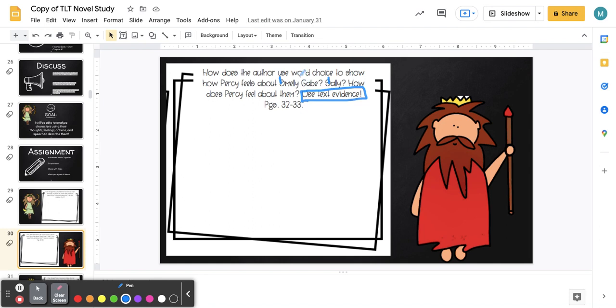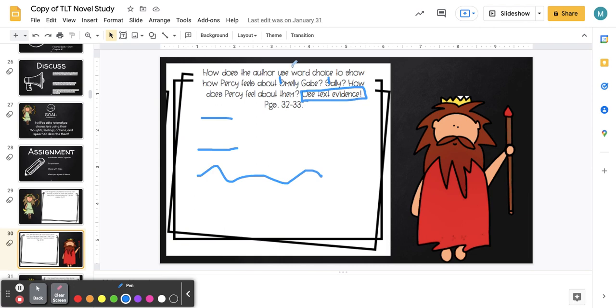So think about the word choice. What kinds of words does Percy use when he describes Smelly Gabe? What does that tell us about how Percy feels? So think about you're going to use Percy's thoughts and speech to describe how he feels. And then I want you to look at the words Percy used to describe his mother, Sally, and what that tells us about how Percy feels about her. So you're going to tell me how Percy feels about Smelly Gabe, how Percy feels about Sally, and then you're going to use evidence to back that up.